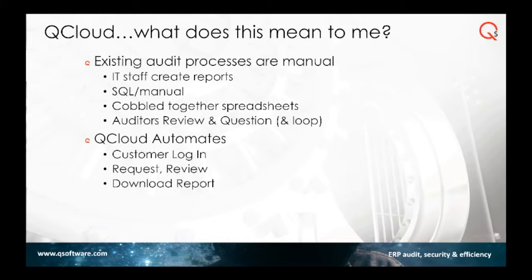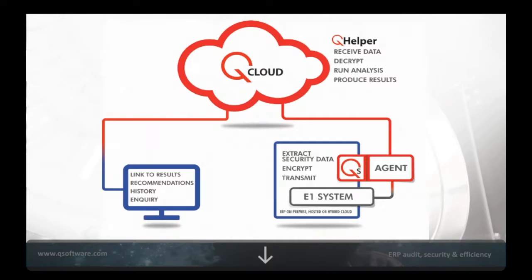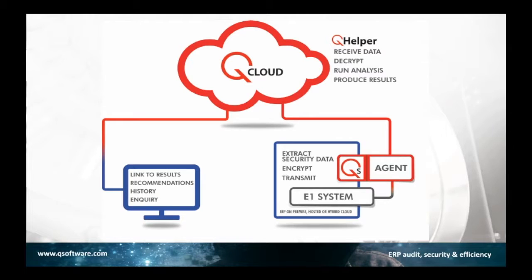So what we've embarked to do at Q Software is create an automated process, and we call that Q Cloud. This is a very easy process. Customer logs into our Q Cloud portal. They request an audit. They can then review the audit, and then they can download the reports and view all their information online. This is an overview quickly of our overall architecture.